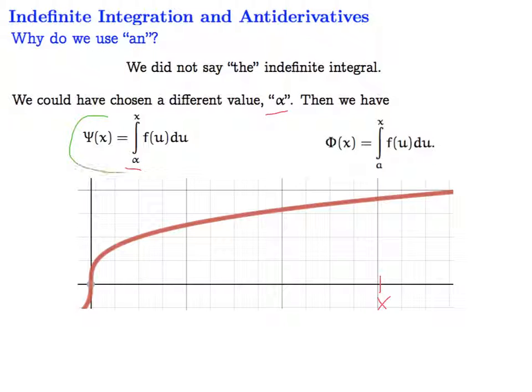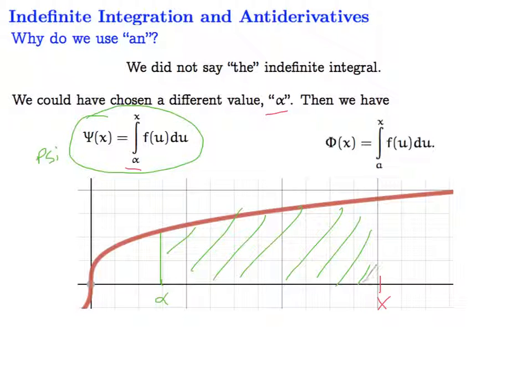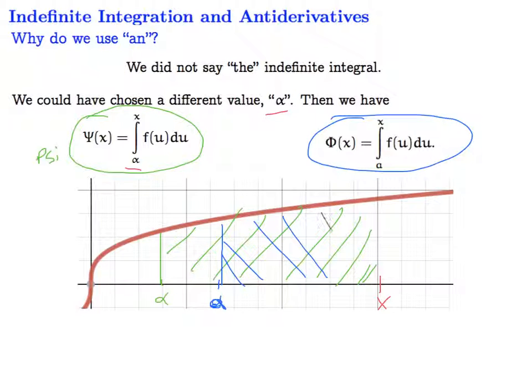However, the function psi over here starts at some value alpha, and so what it's saying to do is to compute the area from alpha all the way up and stop at x there. So it's this green area. Whereas the function phi here instead starts at some number a, and it says to compute this area instead.